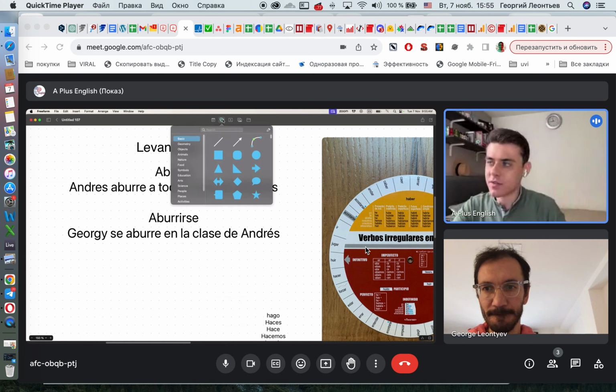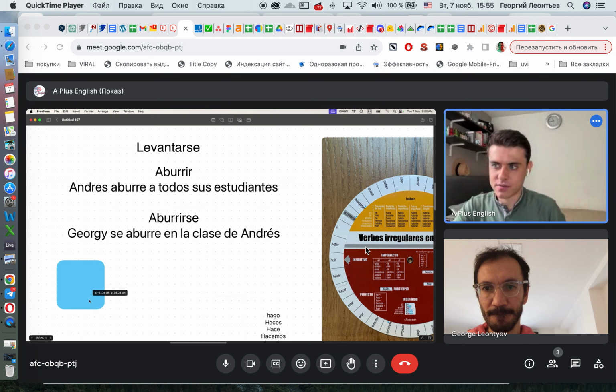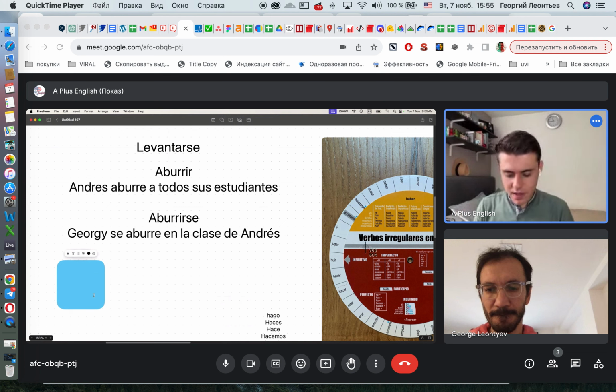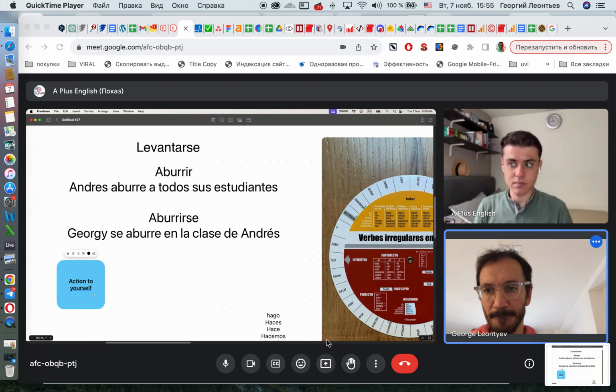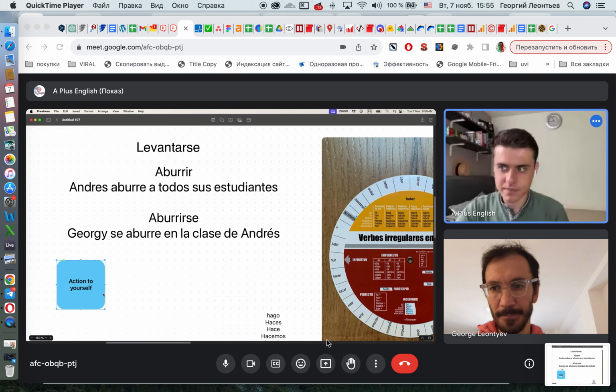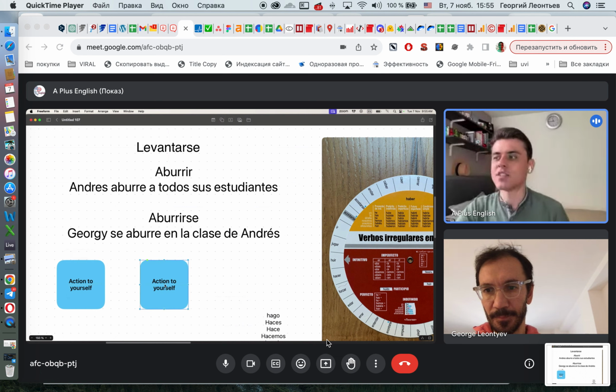So reflexive verbs work in two categories. The first one is the action to yourself, right? The action to yourself. And the other category is a special meaning.